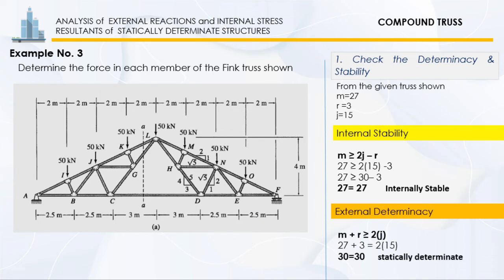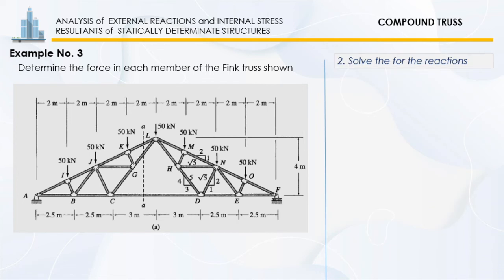So next, let's check its external determinacy. Is m plus r greater than or equal to 2j? So substituting these values, we have 27 plus 3 is equal to 2 multiplied by 15. So we have 30 is equal to 30. So it only means that the given truss is statically determinate and we can proceed to our next step, and that is the computations.